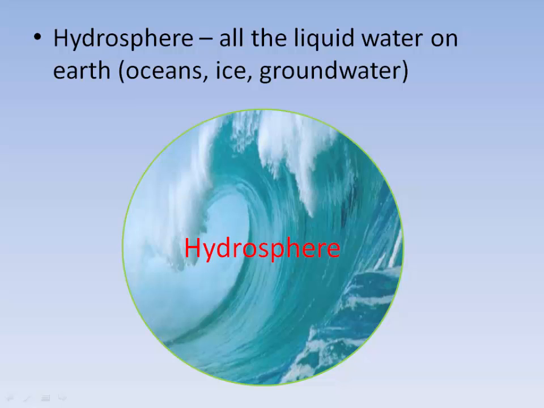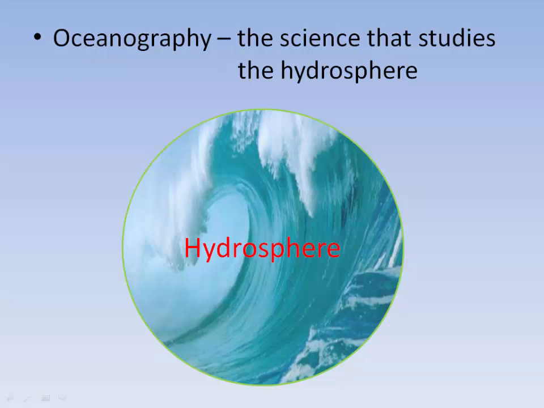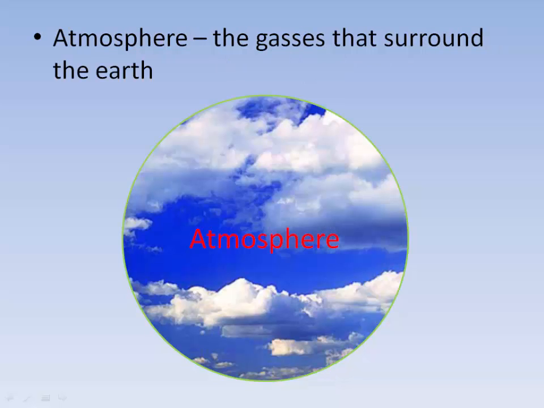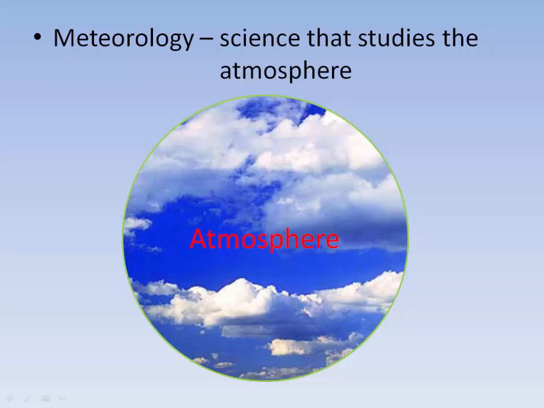The hydrosphere is all the liquid water on Earth, including the ice, so the oceans, the polar caps, groundwater, and surface water. The science that studies the hydrosphere is called oceanography. The atmosphere, of course, is all the gases that surround the Earth, including the clouds in the sky. And the science that studies the atmosphere is meteorology. We're going to study all three of these spheres in this class.